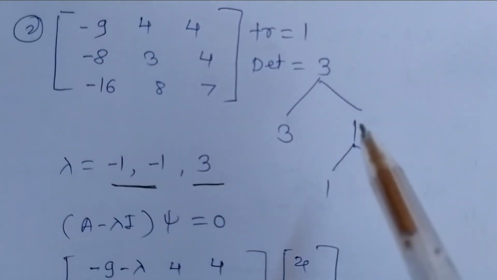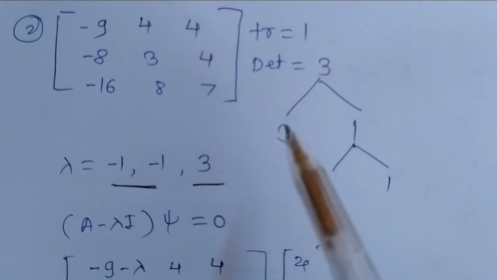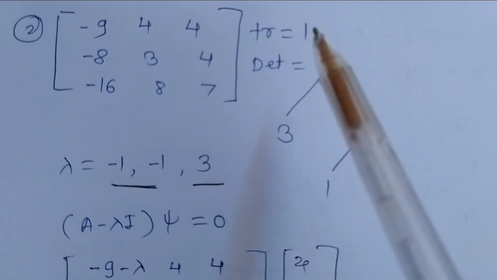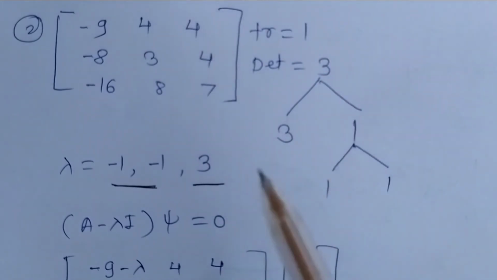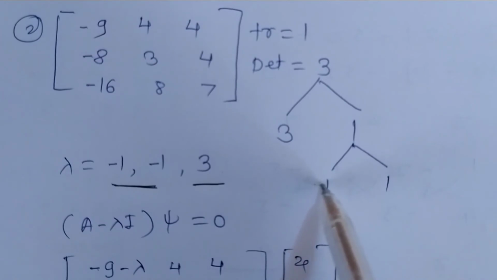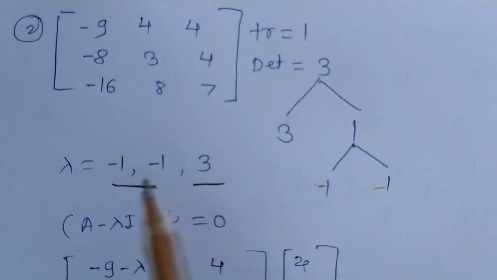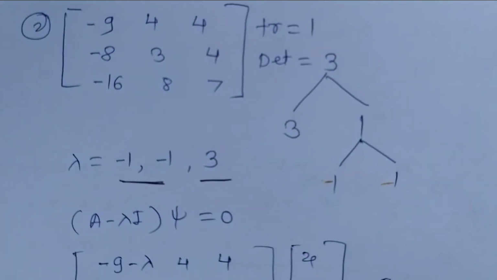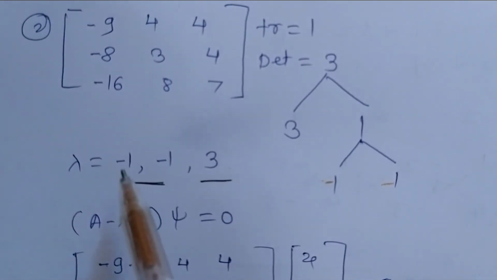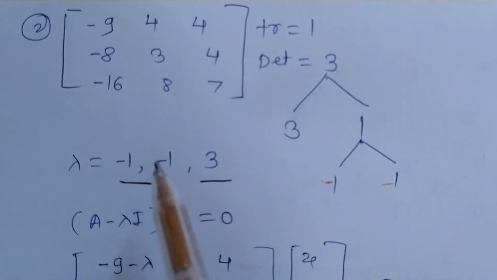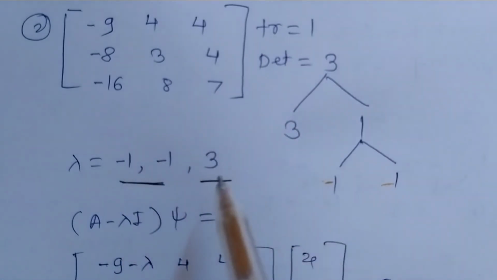So 3 into 1 is 3, but this addition is not 1. So we further divide, with 1, minus 1 and minus 1. So minus 1 into minus 1 into 3 is 3. Here the addition of these is minus 1 plus minus 1, that is minus 2, plus 3 is 1, and the multiplication is again 3. So these are the eigenvalues.